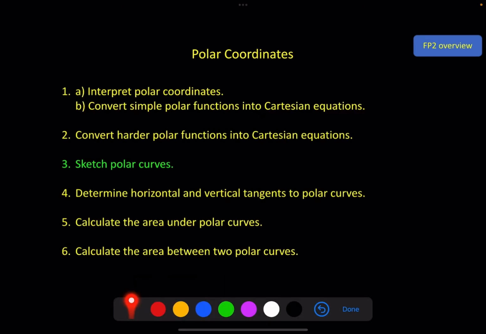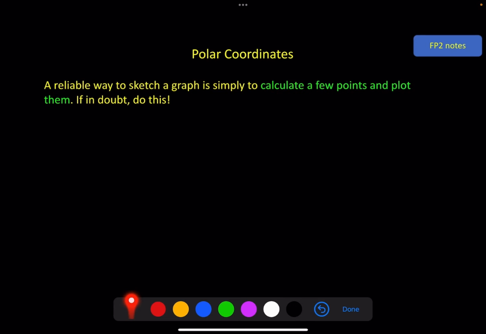In this video, we're going to sketch polar curves. And as that starter might make you think, a reliable way to sketch a graph is simply to calculate a few points and plot them. In this chapter, if you've got any doubts, do this. Just calculate a few points and plot it, and then build up your sketch around those points.